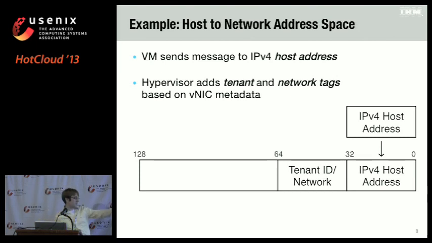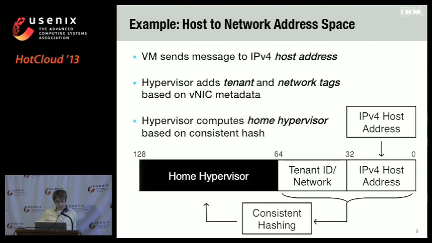And so these tags, you can think of those as essentially giving this last 64 bits that I have on here a unique identifier for this address. So it's a tenant ID, a network for that tenant, and then the IPv4 host address that it has. And then to fill out the network address, we compute a consistent hash over those 64 bits to get these top 64 bits, which are the home hypervisor address. And I'm going to describe what the home hypervisor is in just a second. But what you can see here is that now we have a 128-bit IPv6 address.